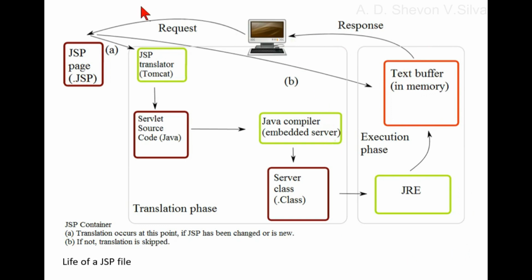And here, if not, translation is skipped. Here, if the JSP has not been changed or is not new, then translation is skipped, and then page.jsp is connected to the execution phase here, and it's connected to the text buffer here in memory, and the text buffer is connected to the client here. The response is passed from the text buffer in memory to the client.